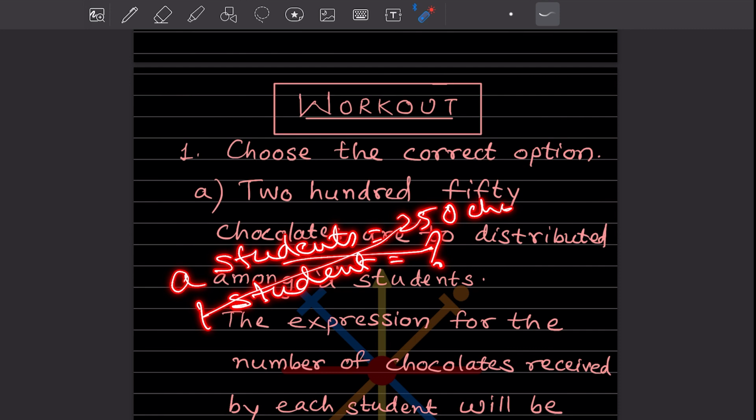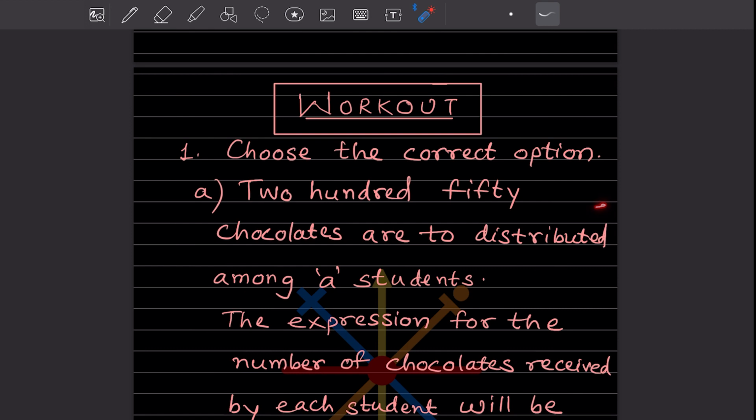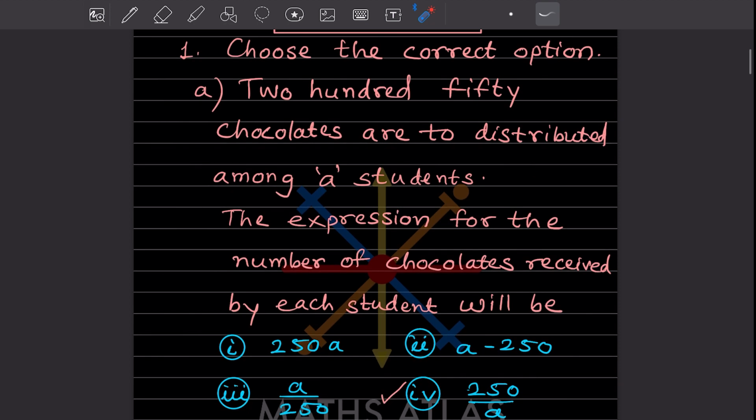Whenever you cross multiply, you have to look at the two numbers which are together, and write them in the numerator. So 250 into 1 is going to be 250. And this A is alone, so you are going to write it in the denominator. If you don't do cross multiplication, you don't know where to write this A, whether in the numerator or denominator. In such types of problems, cross multiplication works fine. So your correct option is 250 by A. Can you see they have given A by 250 also, because many of them make that mistake. So just follow the cross multiplication method.